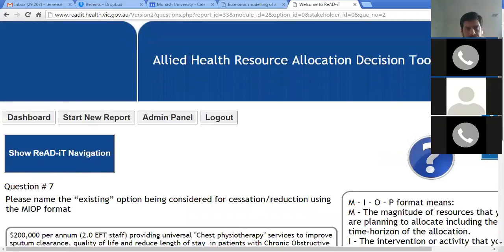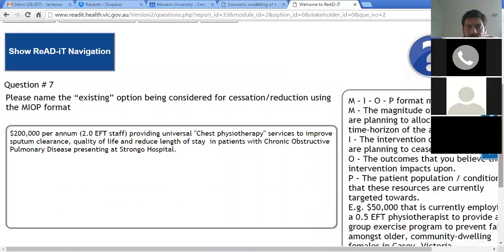Question 7. It is at this stage we're asked to name the first option. So the first option is the one that's the existing option. So this is a service that we are thinking about reducing or ceasing. And I've said to do that using the MEOP format. The MEOP format is explained on the right-hand side of the page here.